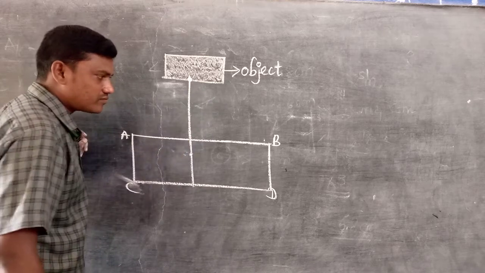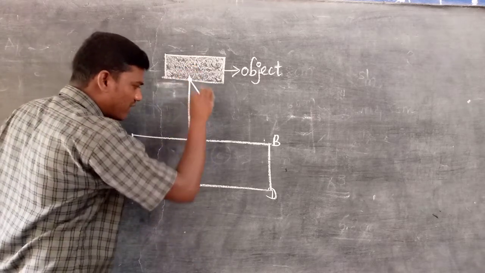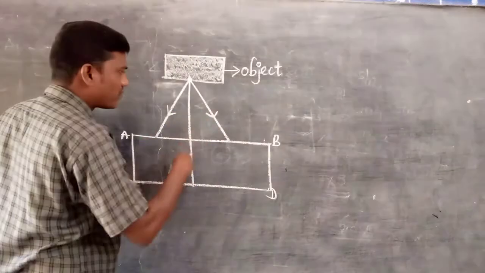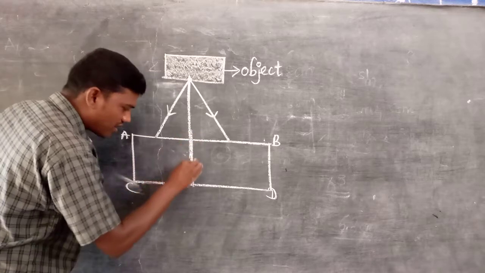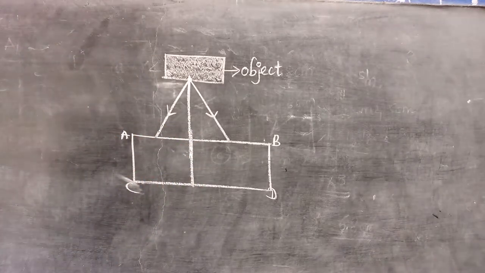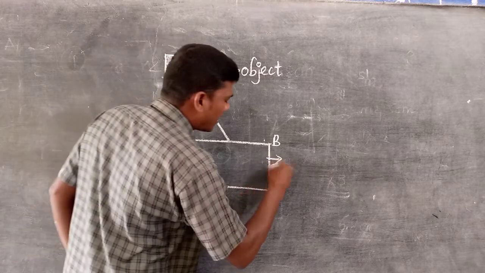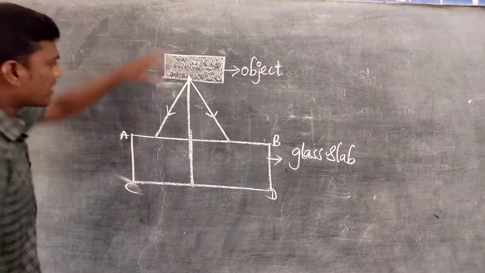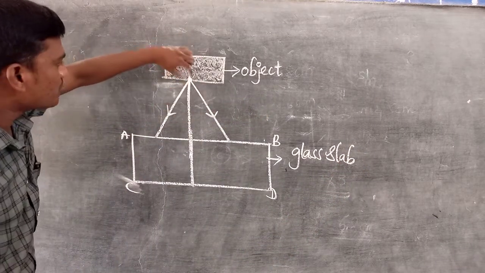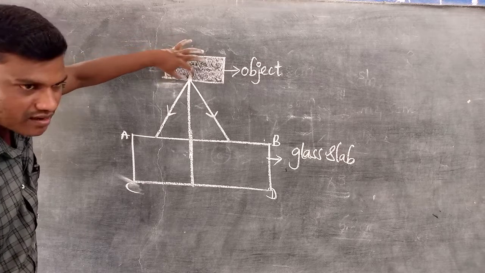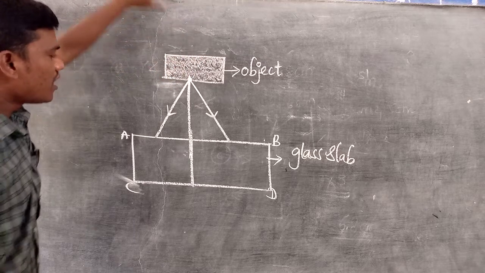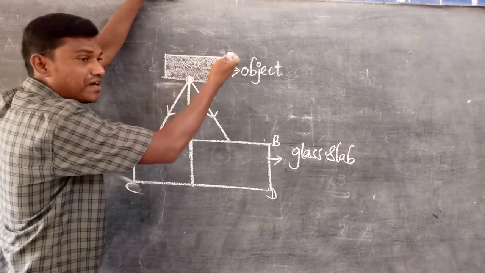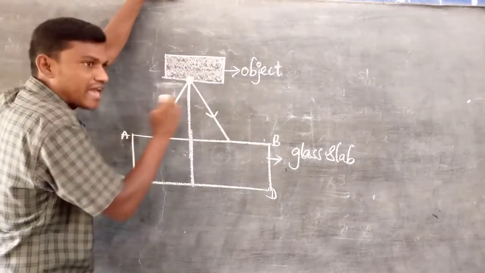From this point we consider one ray falling to the left side and another to the right side, and another one which falls normally onto the AB surface. Listen very carefully. It is the object. It is the glass slab, a rectangular glass slab. The rays are coming from the object. You can consider one point on the object, one particle, representing the object. From this position, you consider three rays. A number of rays are emitted, but we consider three rays to draw the diagram neatly.